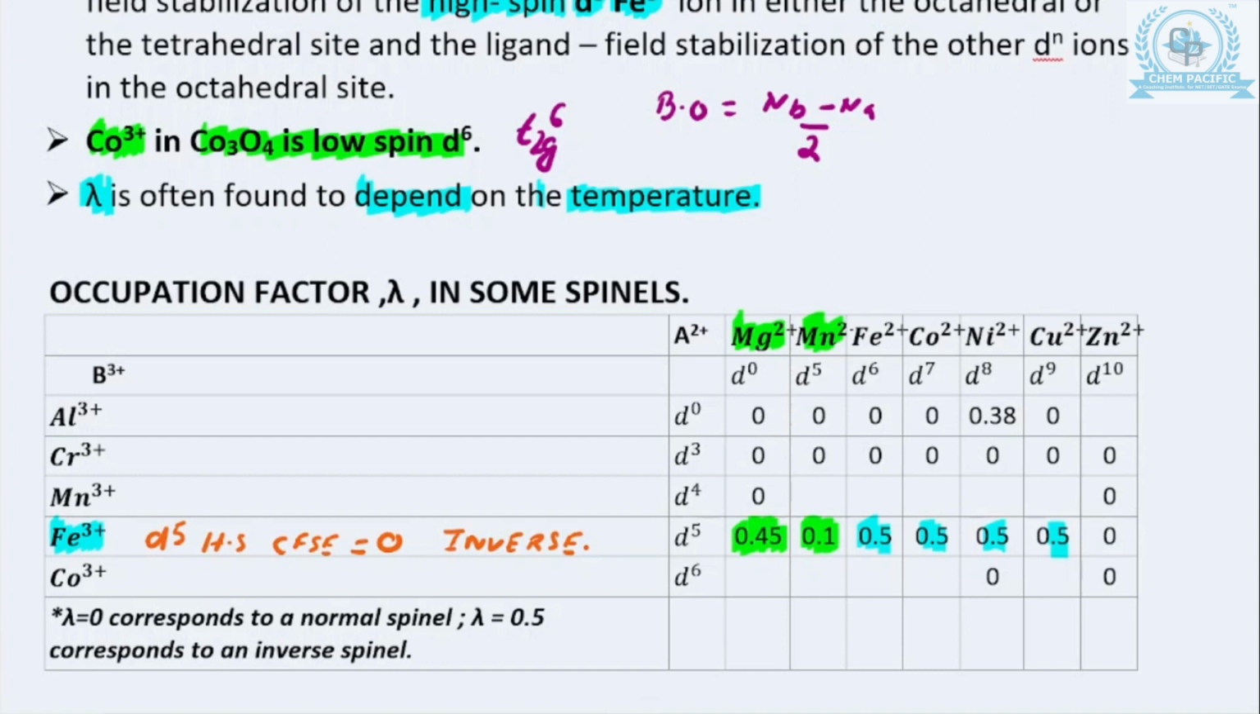One more information is there. अगर आप देखते हो बहुत अच्छे से, अब देखो एल्यूमिनियम 3+ जो है इसका मोस्टली सबके साथ जो वैल्यू है ये 0 है, मतलब when the lambda value is 0, it is normal spinel. Now let me recapitulate this once again. So when the lambda value is half or 0.5, it is inverse spinel, and when the lambda value is 0, it is mostly the normal spinel.